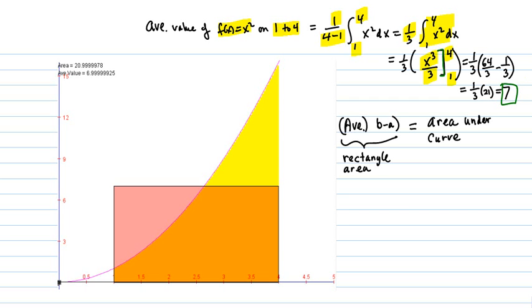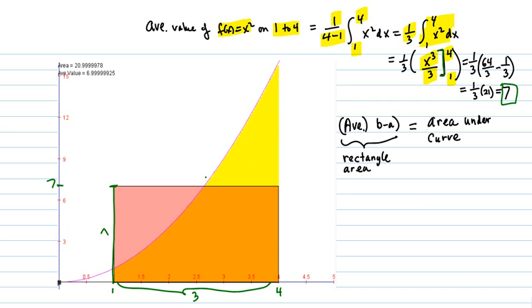And then when you see this picture, here's your 7 right there, that height, that's your 7. And here's your b minus a, that's 1 and that's 4. So that's 3 across there. And this is 7. So this area is 21. And so the area of the rectangle is 21. And the area under the curve here must then be 21.